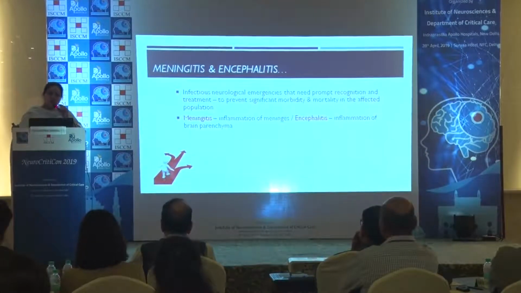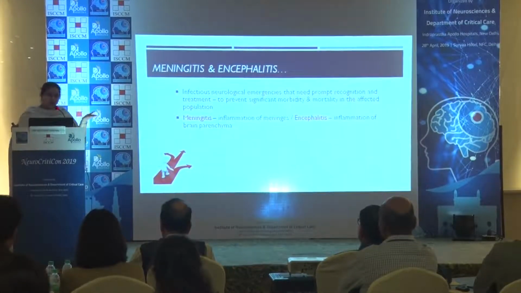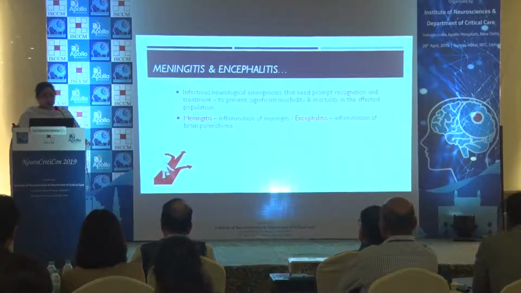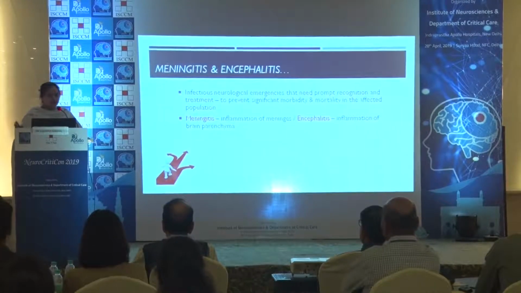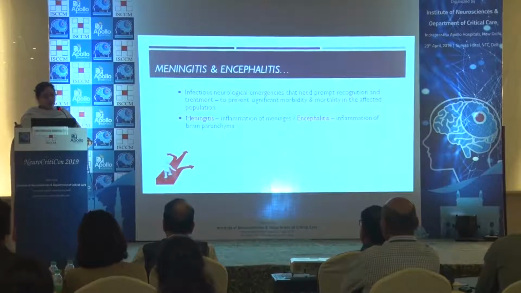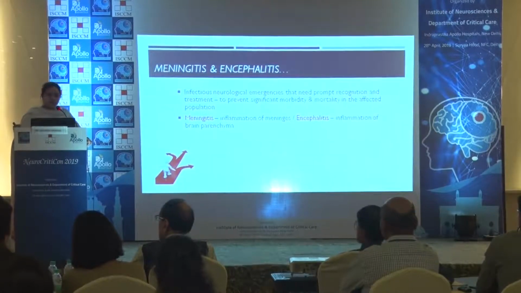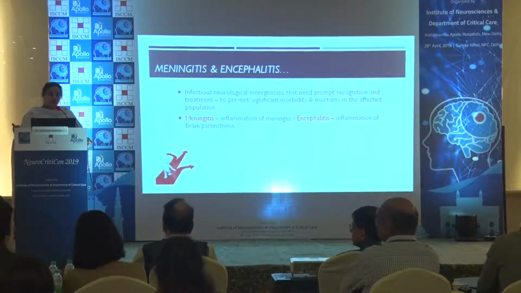I'm talking about meningitis and encephalitis, the infectious neurological emergencies. We've been dealing with emergencies throughout the day, and now we come on to the infectious part. These are the two emergencies that require prompt recognition and treatment to prevent significant morbidity and mortality in the affected population. The reason is, if you don't treat it promptly, you will be left with neurological sequelae.